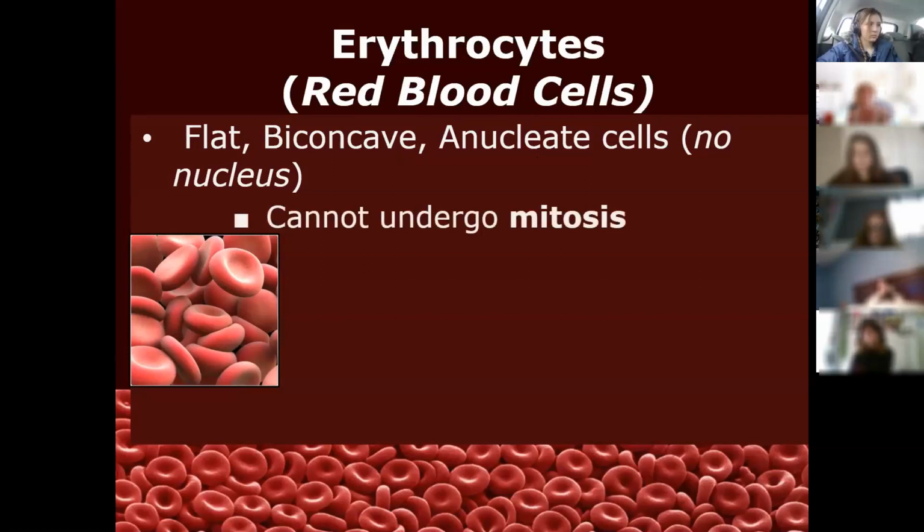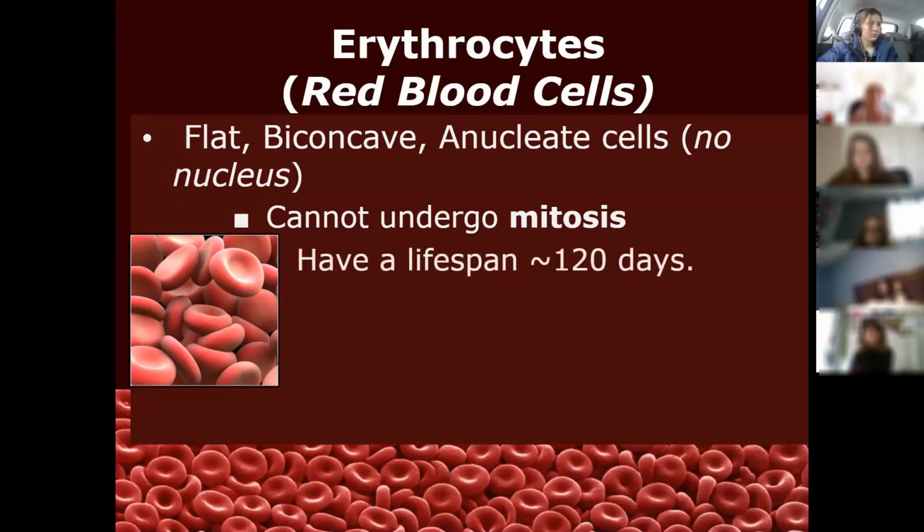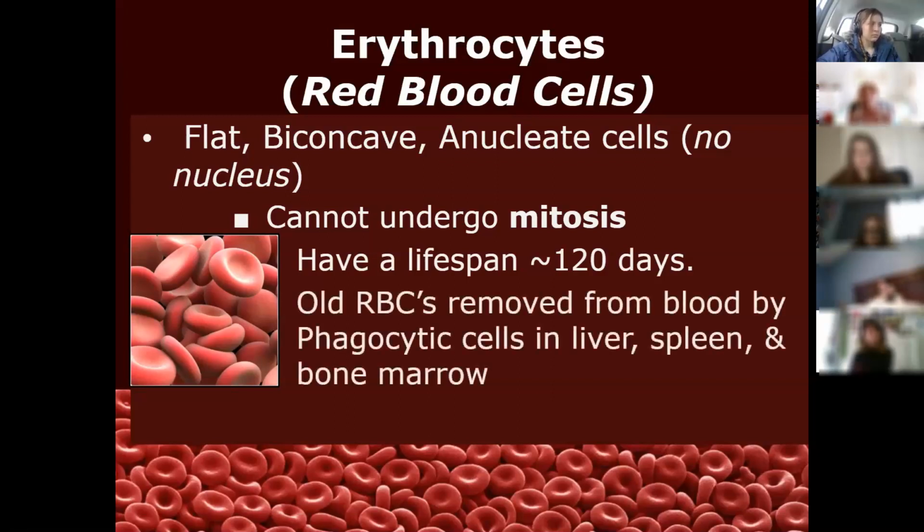So because it doesn't have a nucleus, it can't replicate itself. It can't go through mitosis. We know mitosis, remember, is the division of the nucleus. So if you don't have a nucleus, you can't divide it. So you can't make more red cells. They have a lifespan of only 120 days. After that, they're going to be decomposed in your spleen and in your liver. We will make more red cells in our bone marrow. So that's how they get replaced.